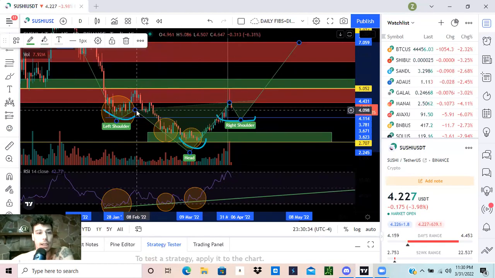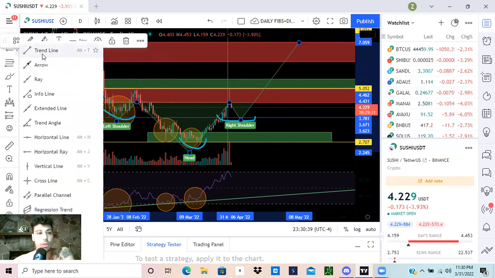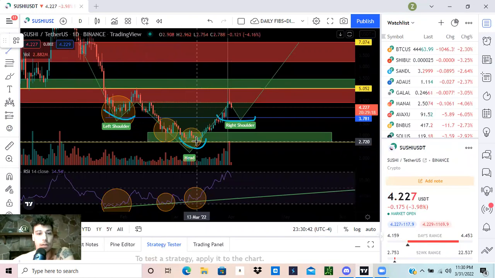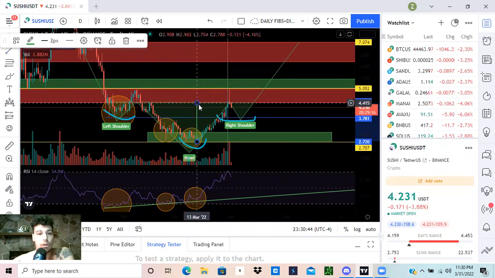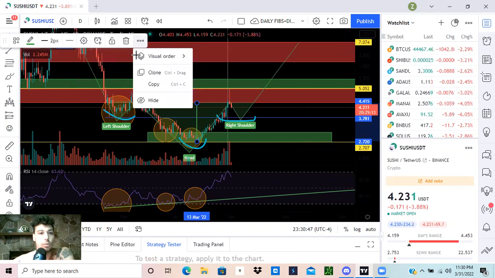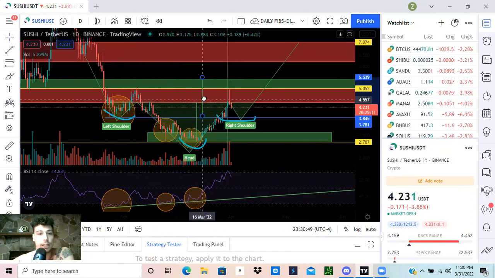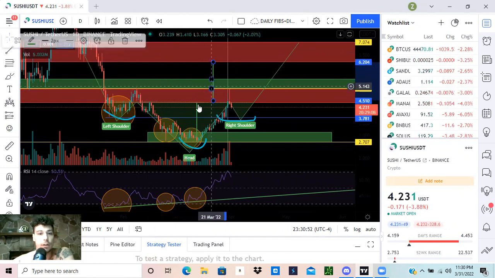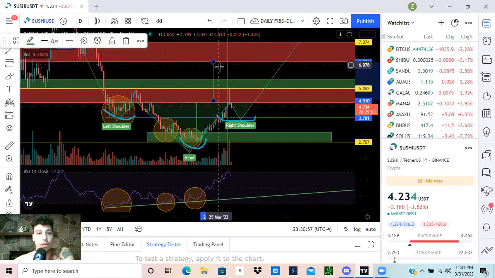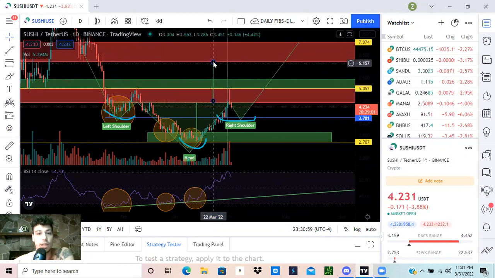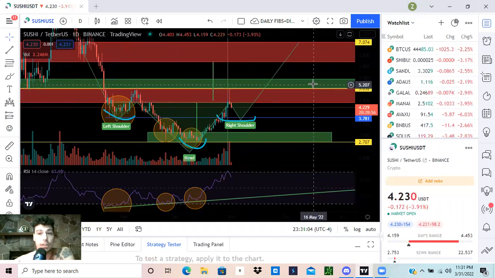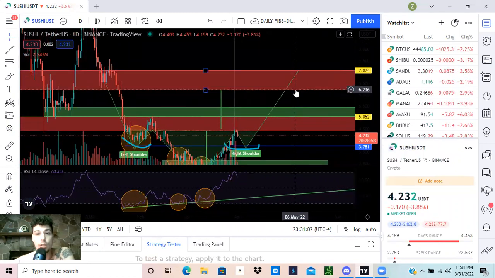Or you can take a trend line. If you're not using TradingView, you can just take a trend line and draw it from the bottom to the top, right here, and then duplicate or clone that drawing and put it right here at your breakout level. And you can see here that it will take us up to this supply zone up around 622. The supply zone up there is going to be from 622 all the way up to 704.